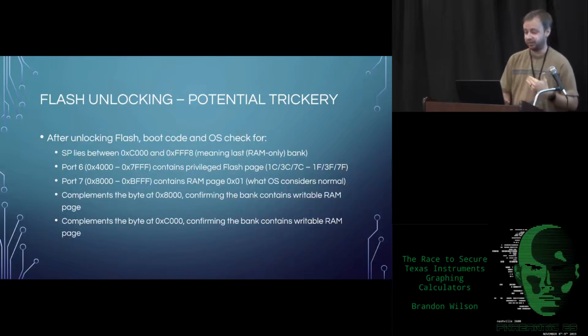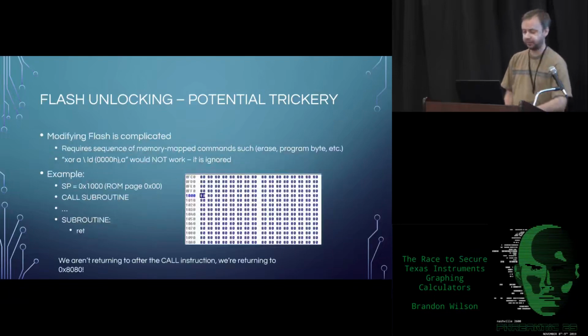Two, it checks to make sure port 6 contains a privileged flash page, because that's where any flash unlocking code would be running from. Three, it checks port 7 to make sure it contains RAM page 1, which is where system RAM is and what the OS would consider the normal operating scenario. And then four, it complements the bytes at 8000 and C000, which confirms that the third and fourth banks contain writable RAM pages. So in addition to this, there are hardware checks, which we'll get into.